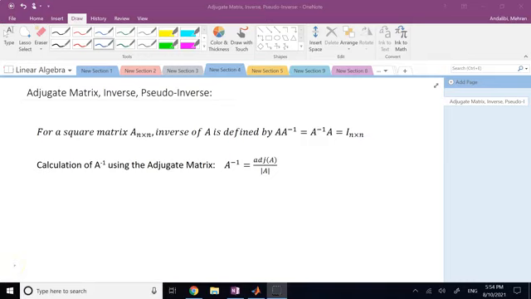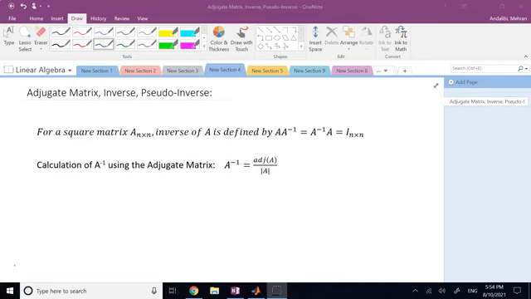Hello everyone. In this video of linear algebra, we are going to talk about the inverse of a matrix and related topics. So when we are dealing with scalars, we all have something called the reciprocal, right?